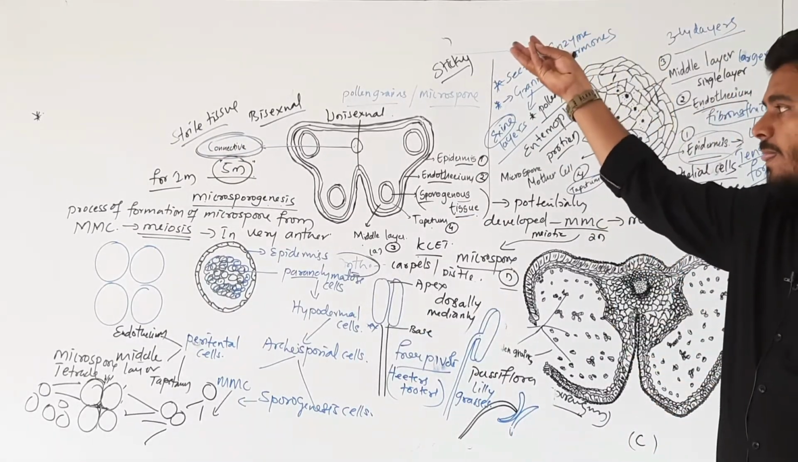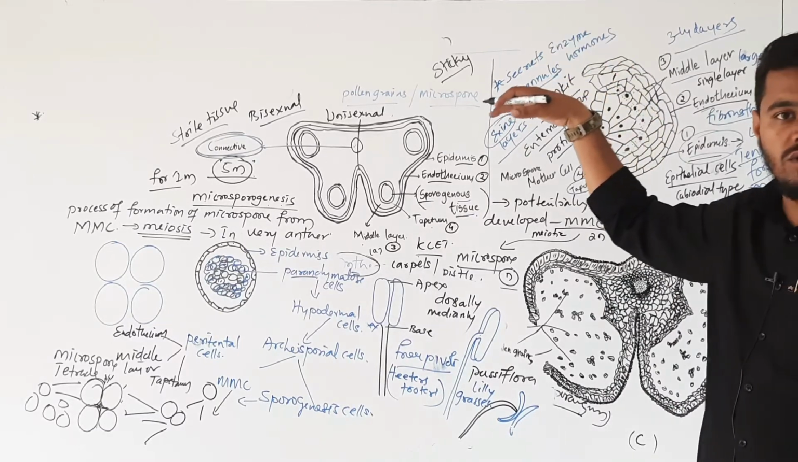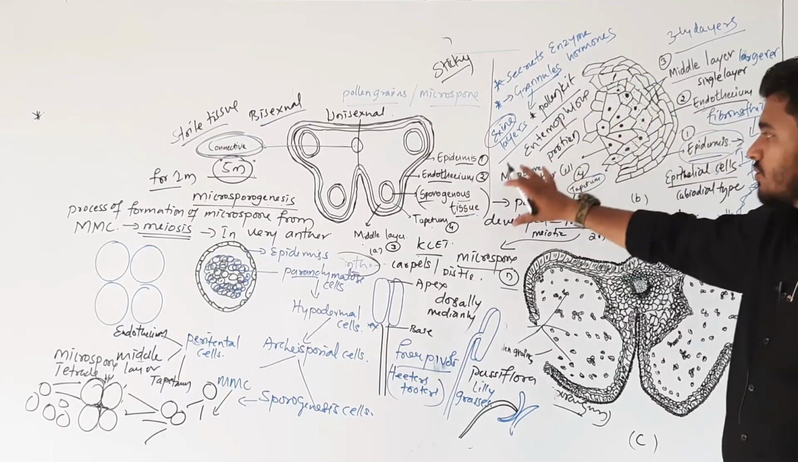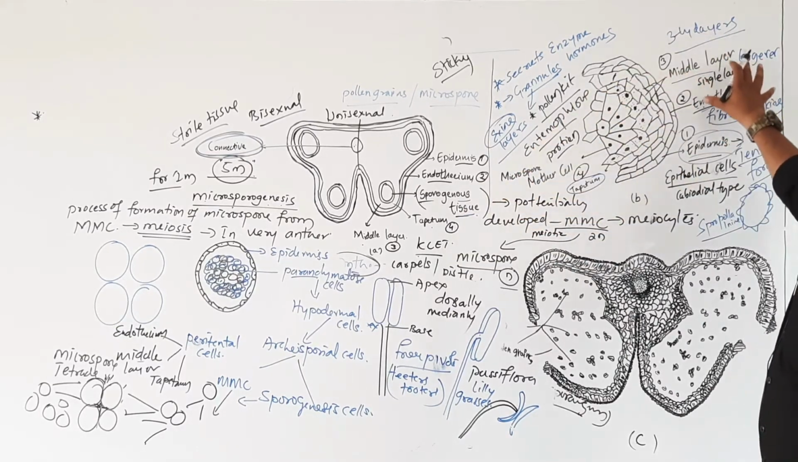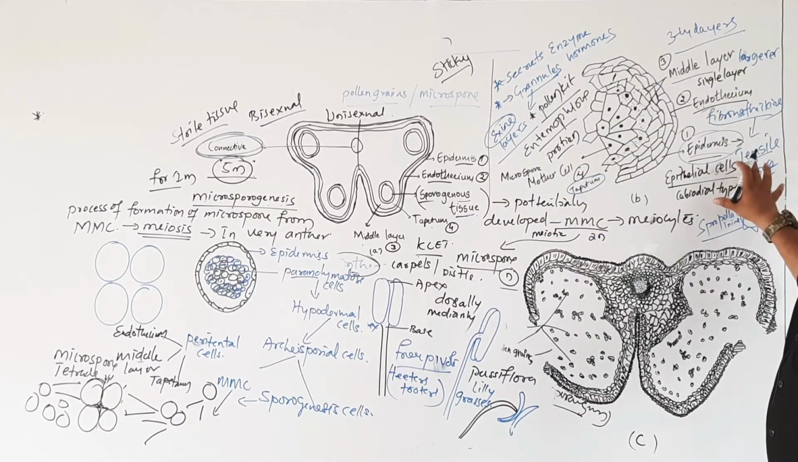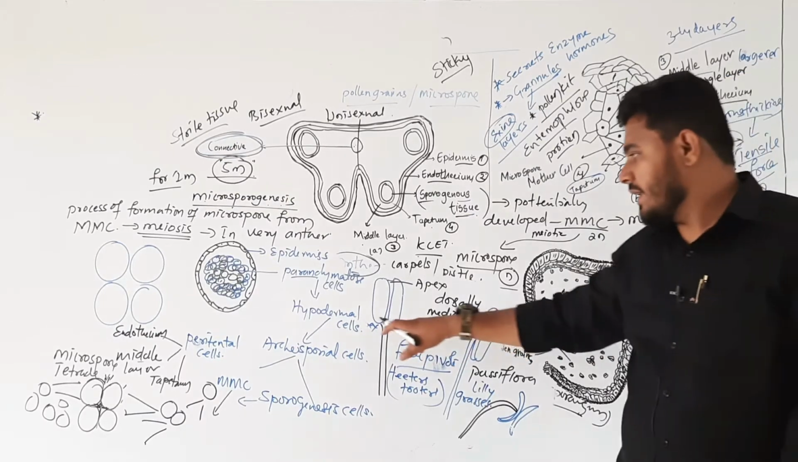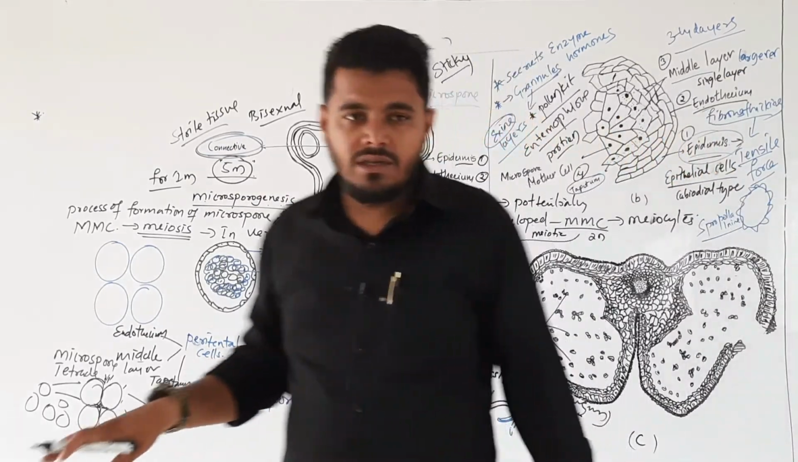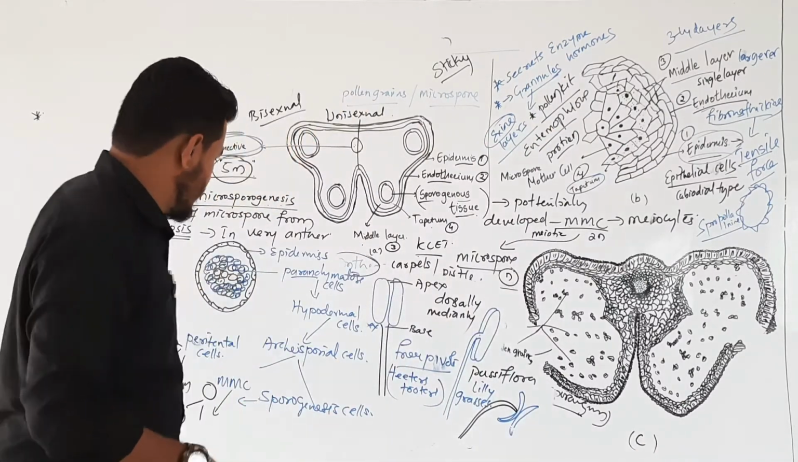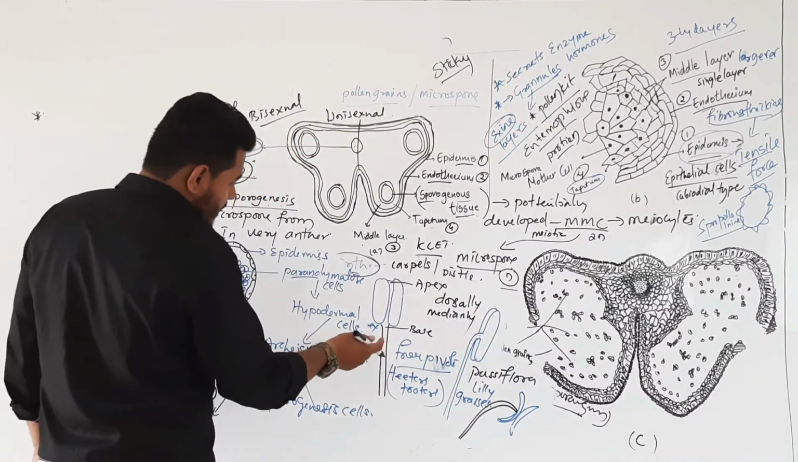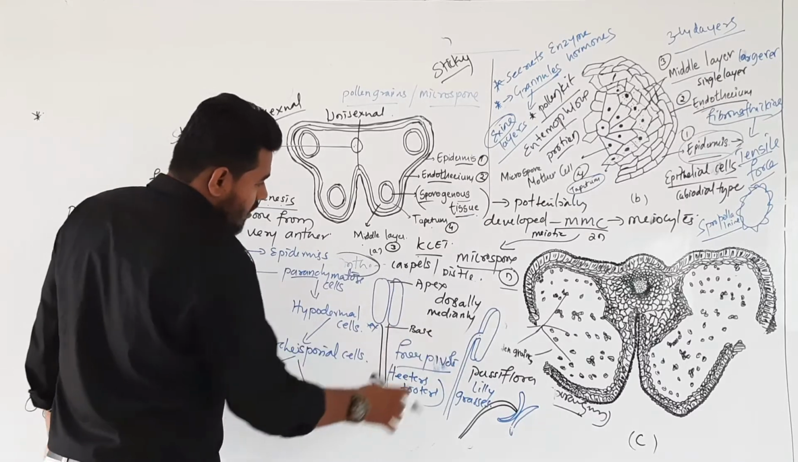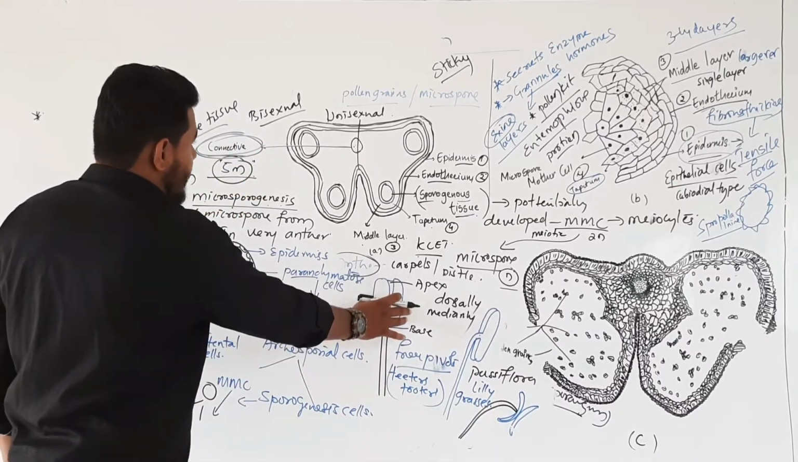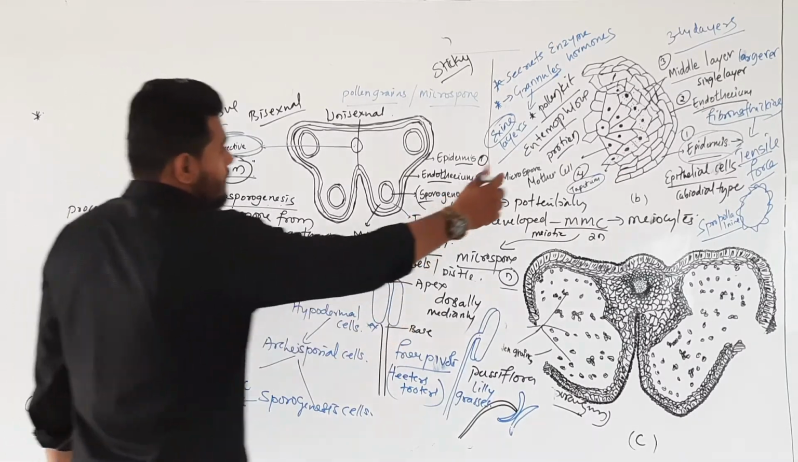Okay, so like this: the structure of microsporangium, the microsporogenesis process, the development of microsporangium, and the detailed account of each cell, along with that the attachment of anther to the filament is very important. In NEET exam, they will ask about these: basifixed, dorsifixed, versatile, this type of attachment.